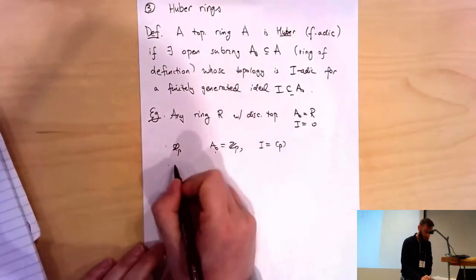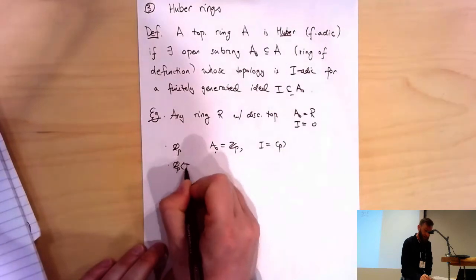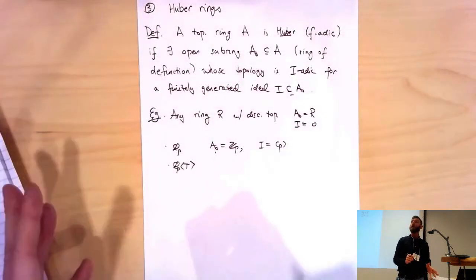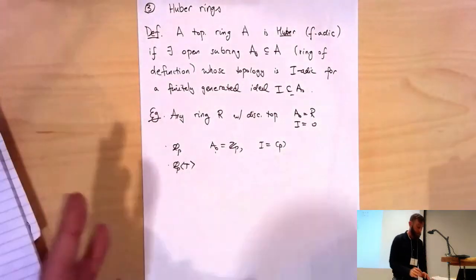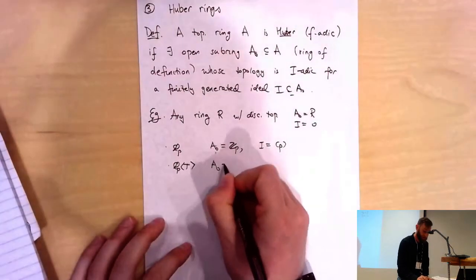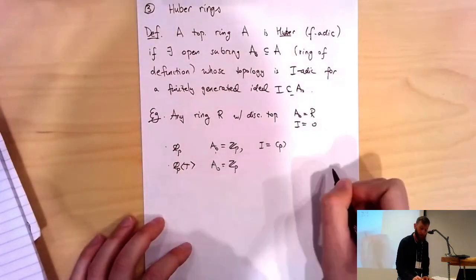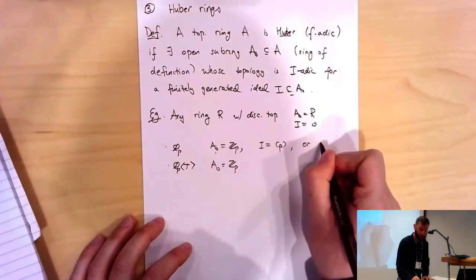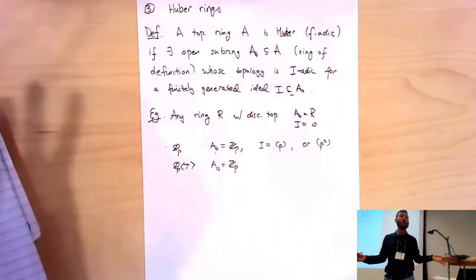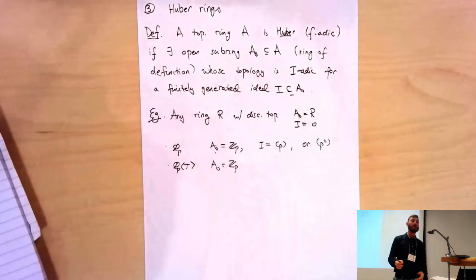Okay. Next example would be this Tate algebra, the one I just mentioned. So here, what's the ring of definition? Well, a perfectly good ring of definition might be, by the way, this ideal could have been p squared, right? That also generates the topology all the same. Fine.